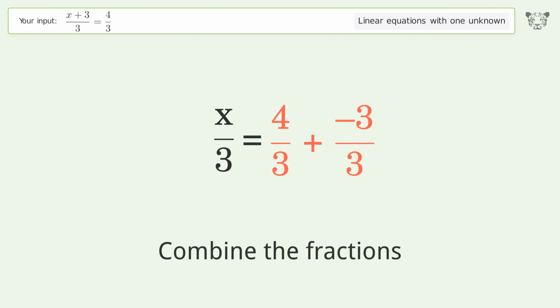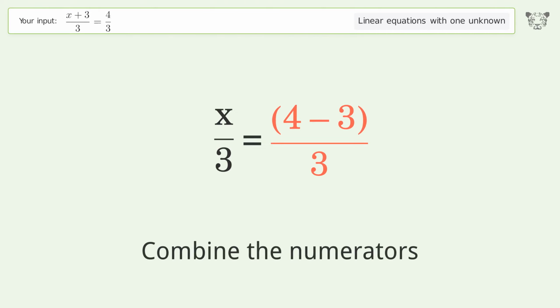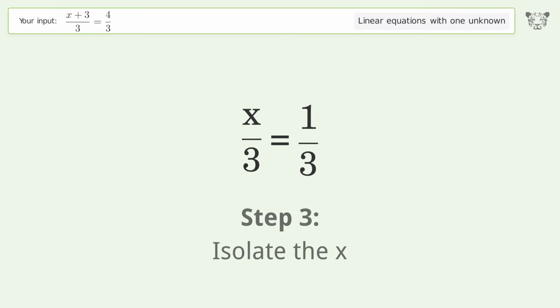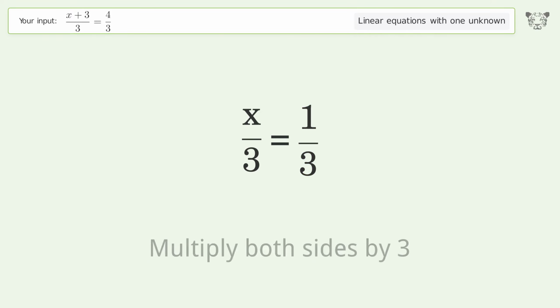Combine the fractions. Combine the numerators. Isolate the x. Multiply both sides by 3.